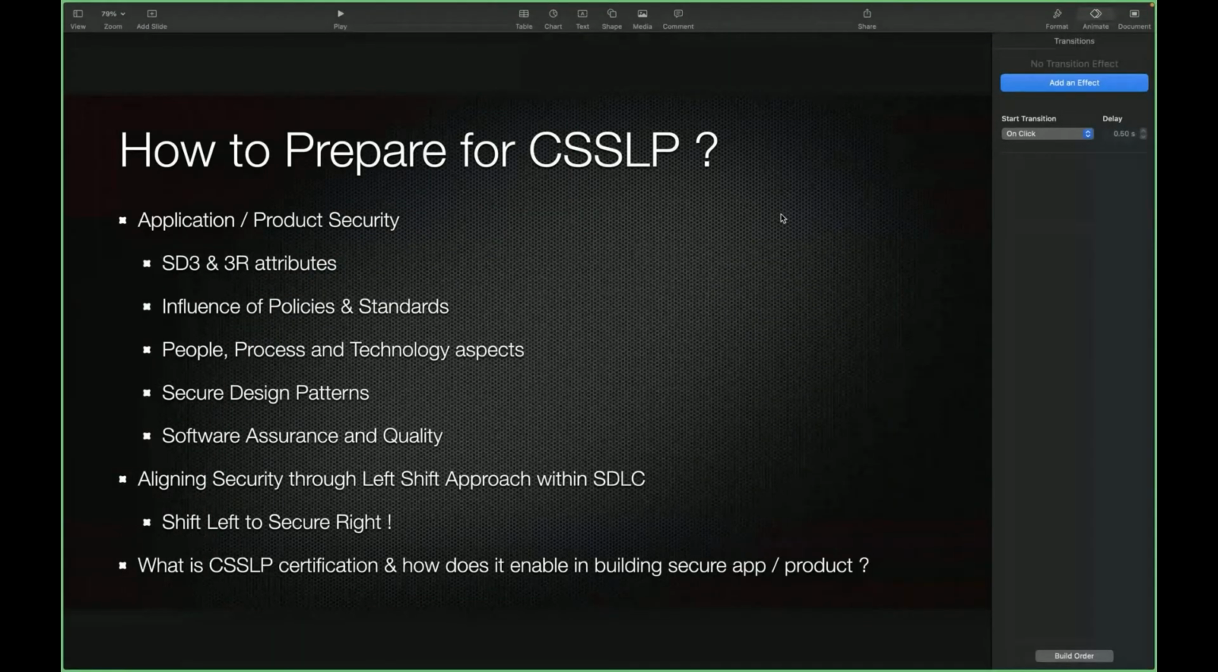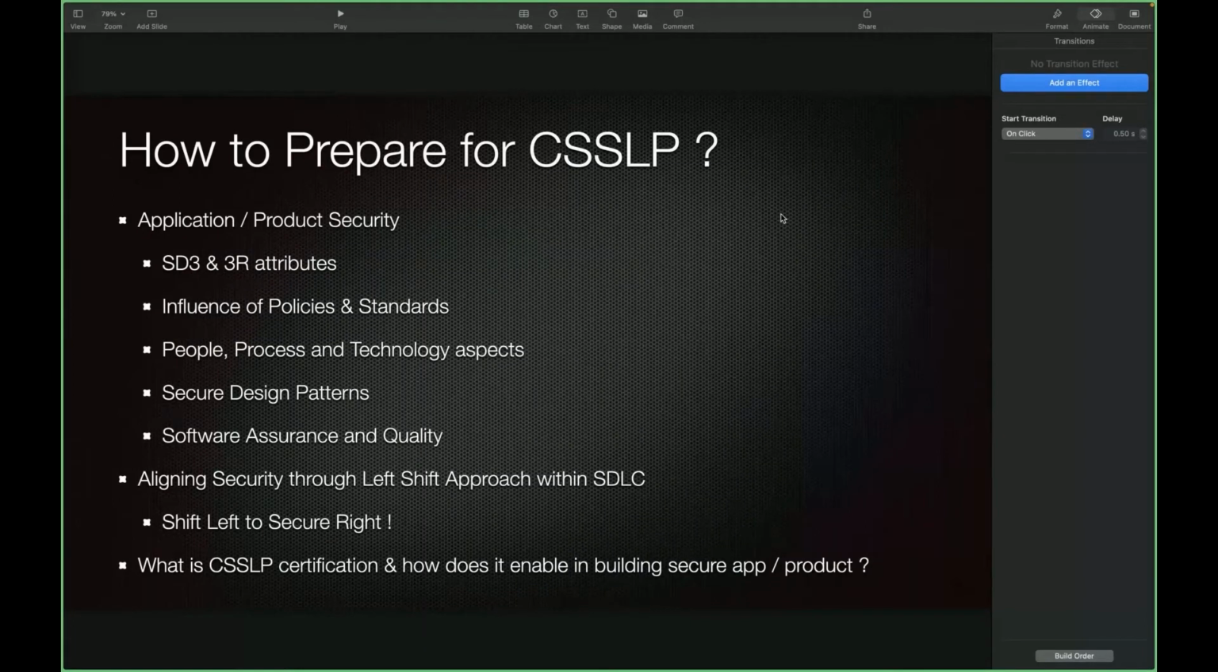Okay, so that's about the first key driver for developing secure software, which is all about secure software development, right? As part of the CSSLP. And the second one that is most important is the policies and standards, right?